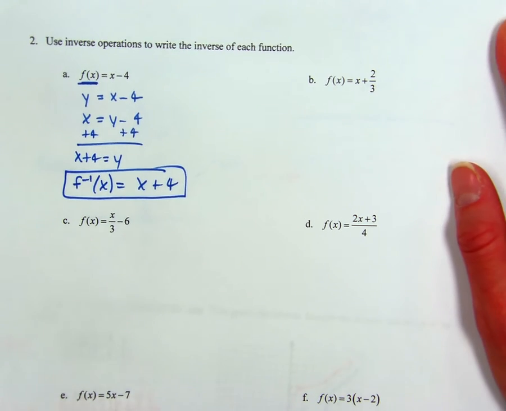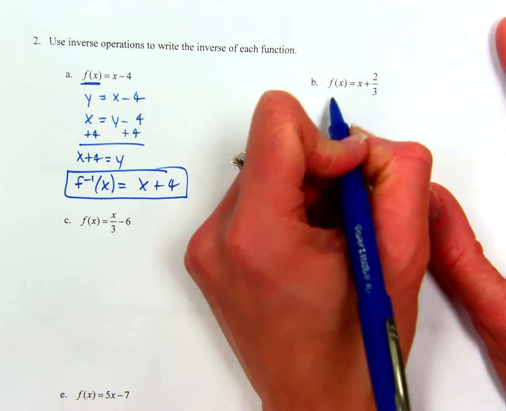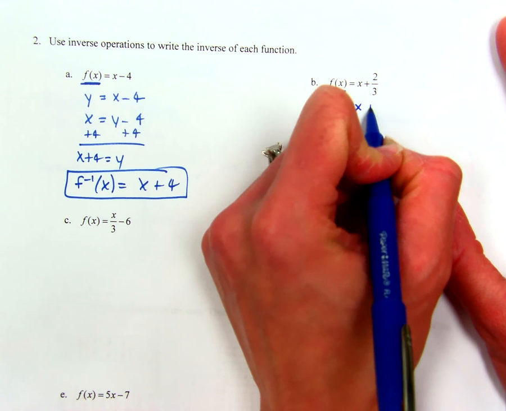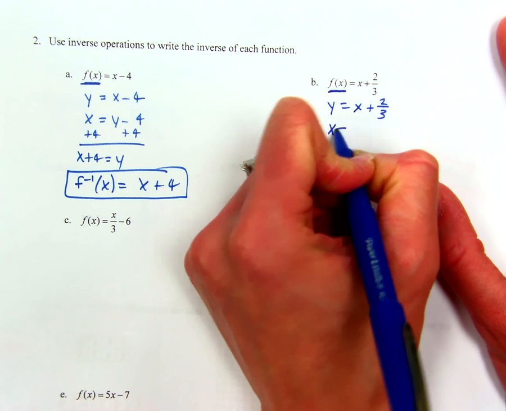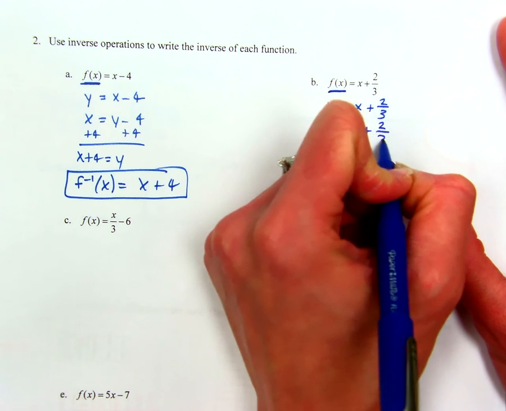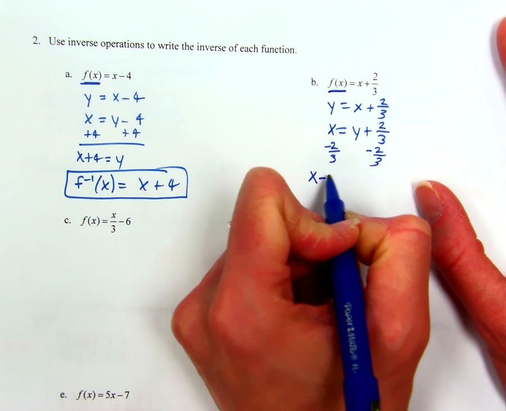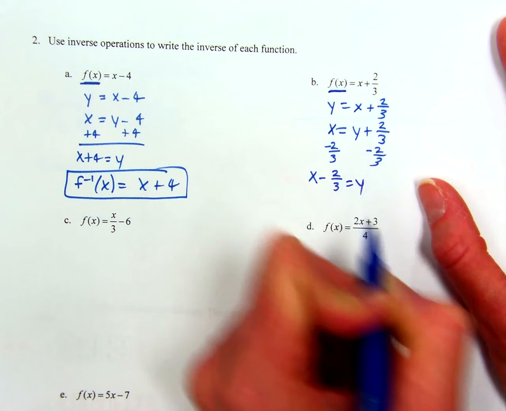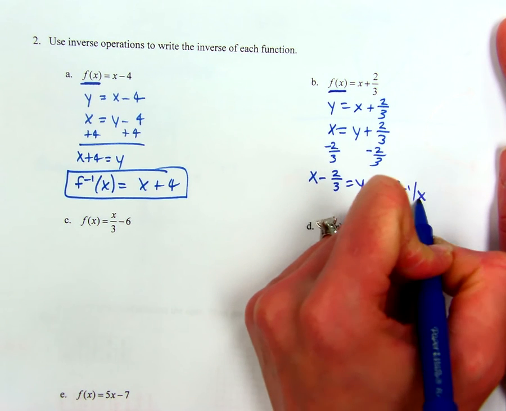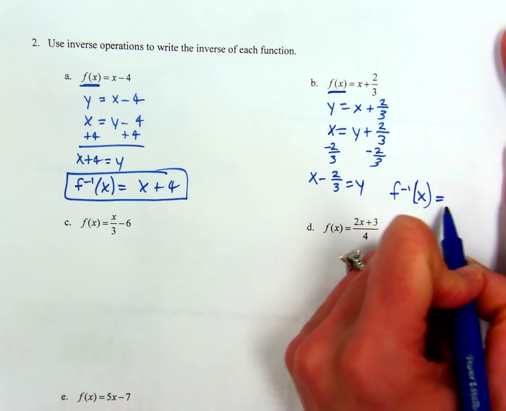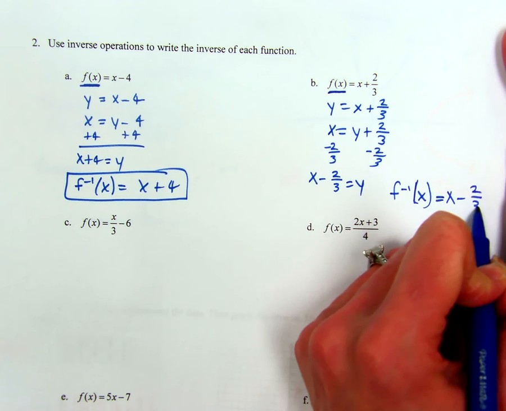Okay, so we're just going to keep going with all these problems. Problem 2, remember that's your y equals x plus 2/3. Switch x and y, but leave everything else where it is. And then we're going to subtract 2/3 to get it to the other side. So you have x minus 2/3 equals y. And then I'm just going to use the notation inverse of f of x equals x minus 2/3.